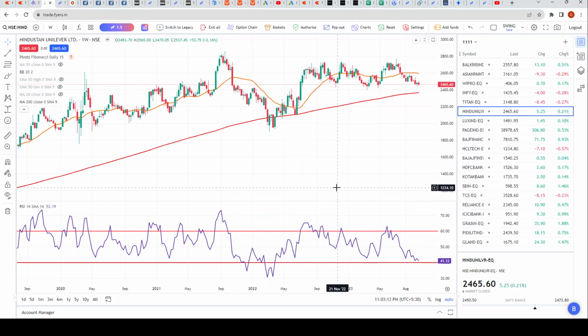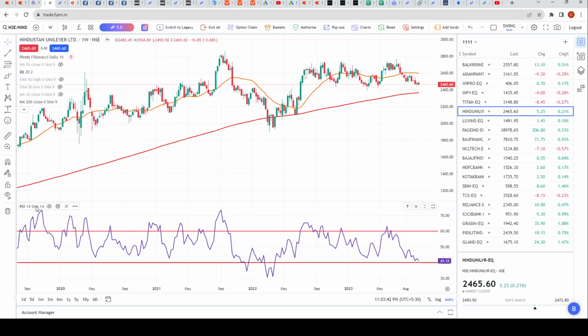And I would also like you to know that MA20 is exactly the same as the median of Bollinger Band. So Bollinger Band median is the same as simple moving average 20. Whether you put in simple moving average, moving average 20 or Bollinger Band median, it's one and the same thing. After that, what you will need is a simple RSI.